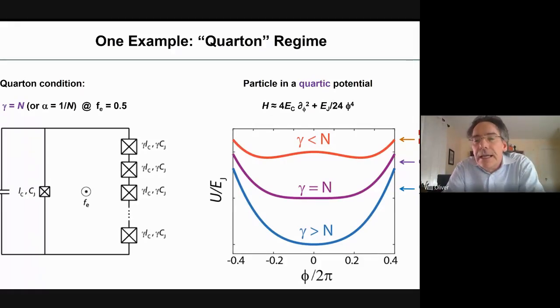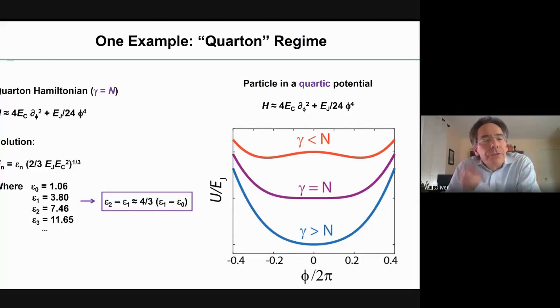So you can see that if gamma is less than the number of parallel junctions, then that's basically like a persistent current flux qubit or fluxonium. If gamma is greater than n, then that's in the capacitively shunted flux qubit or transmon regime. But when it equals n, this is the quarton, where you have a truly quartic potential, or that quartic term is the leading correction to the potential.